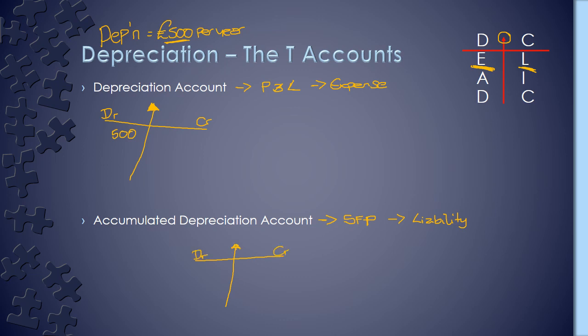So here's our T account for our accumulated depreciation. So this £500, yes, straight away you can see that the opposite entry is going to be a credit, but make sure you understand why it's going to be a credit. The reason for that is because we are now going to increase our accumulated depreciation account. So we're increasing a liability, and our liability is on the credit side of our T account.